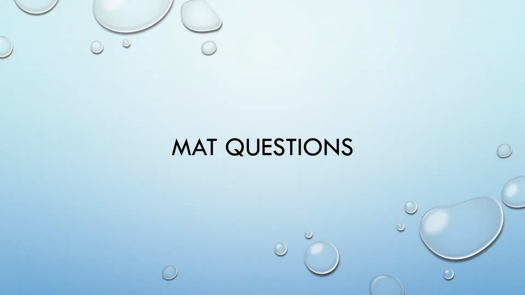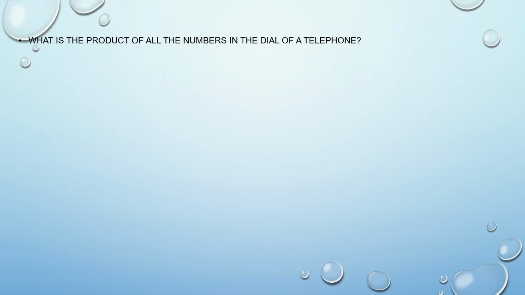Hello students, today we are going to solve some math questions, that is mental agility test questions. Let's see question number 1. What is the product of all the numbers in the dial of a telephone? The options are A 158480, option B is 159480, option C is 169480, and option D is none of this.